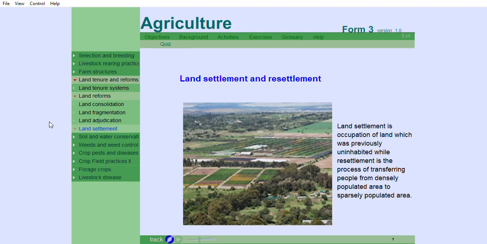Land settlement and resettlement. Land settlement is occupation of land which was previously uninhabited, while resettlement is the process of transferring people from densely populated area to sparsely populated area.